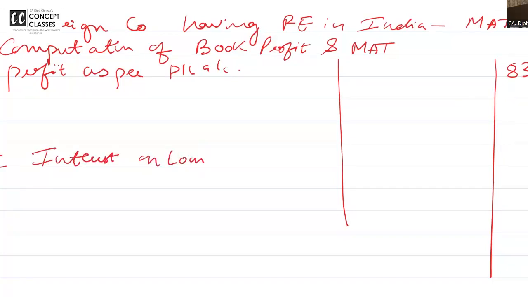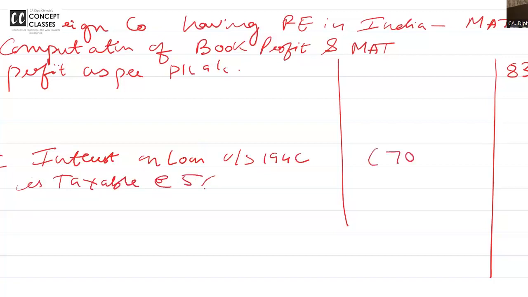Interest on loan on which TDS is deducted under 194LC is taxable at 5%. So just remove it. 7 lakh. What else? You have received technical services income. All that is taxable in routine. So just one item is there to be removed. No add and just less. So what is the book profit for this company? What is the book profit?